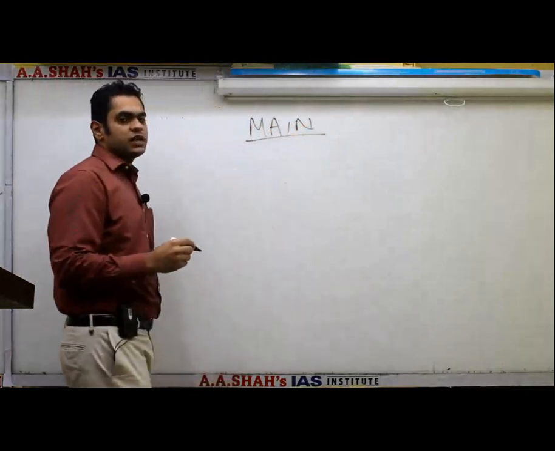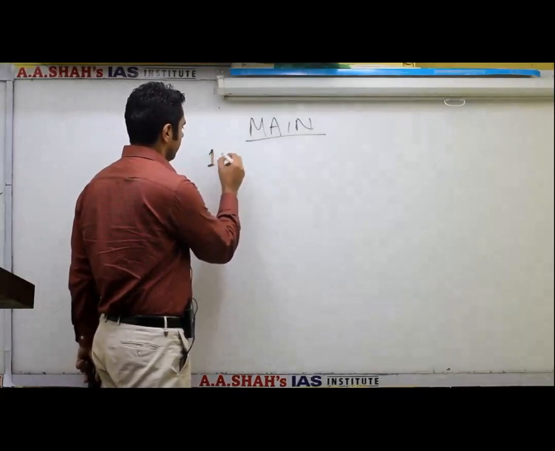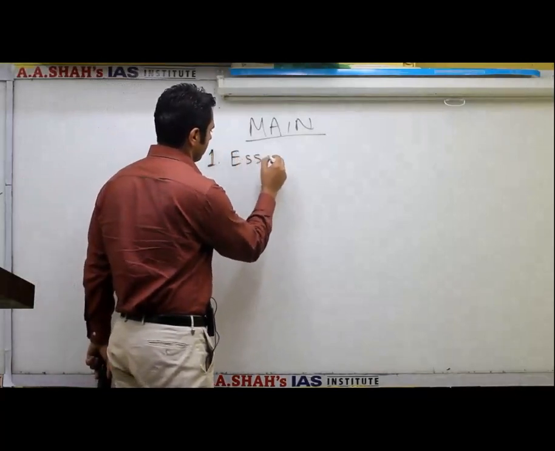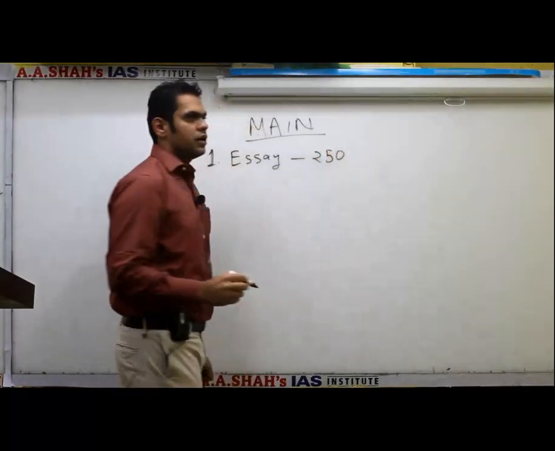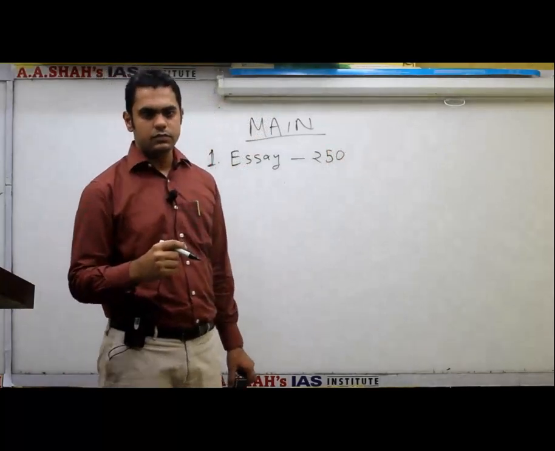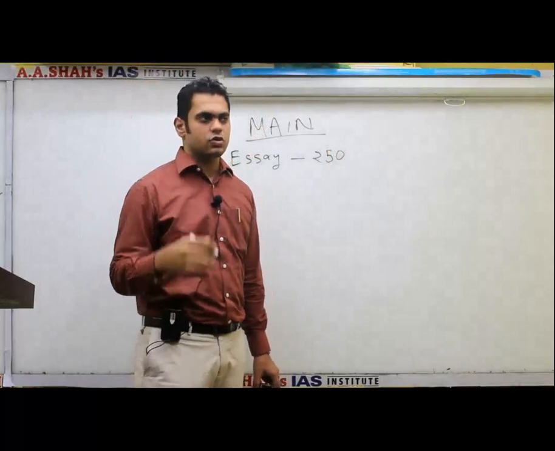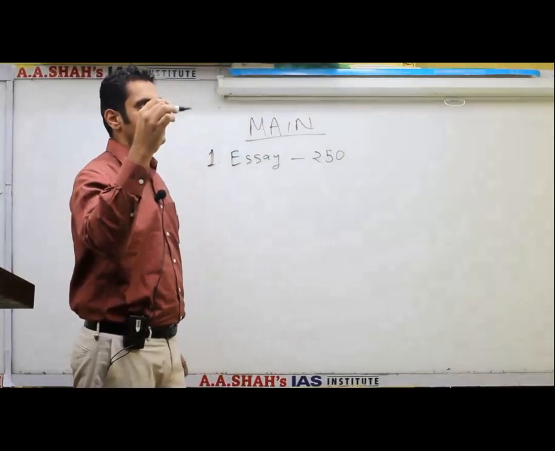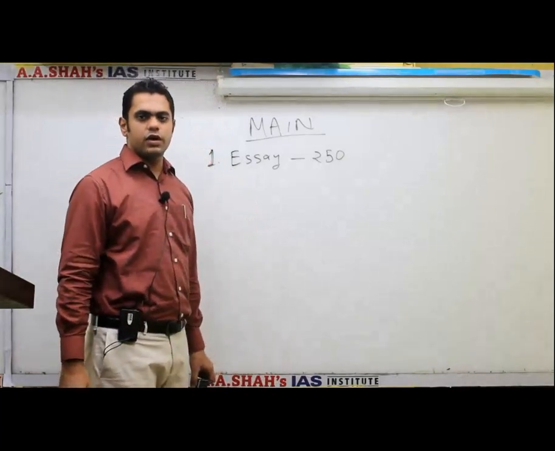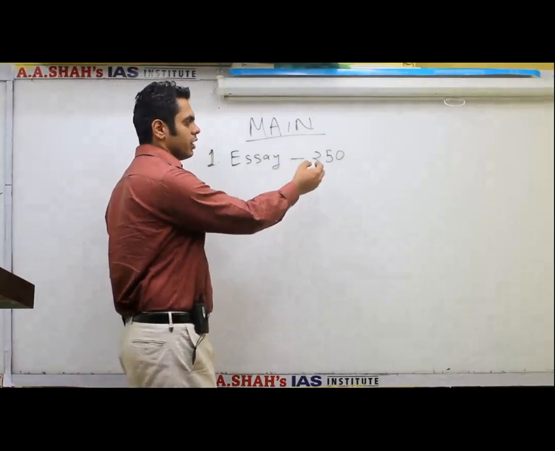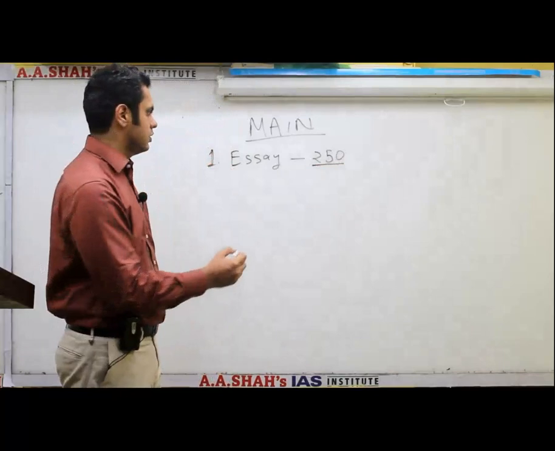So, which are the subjects in the mains examination? The first paper will be an essay paper. This will carry 250 marks, in which you will have to write two essays. There will be two sections, each section having 4 topics. Out of the 2 sections, you have to attempt one essay topic in every section. So in 2 sections, you have to attempt 2 essays. Each essay will be 125 marks.